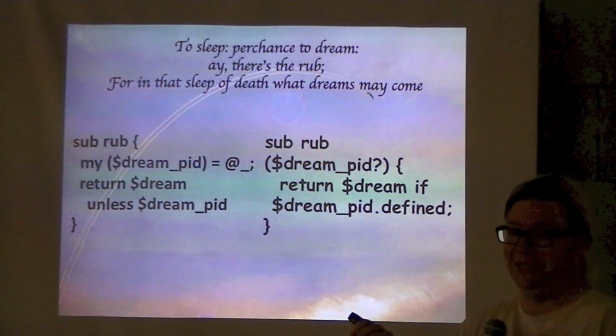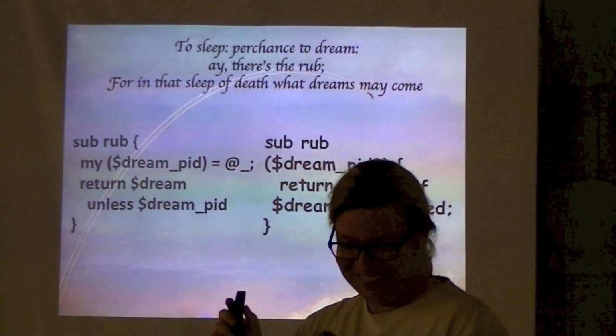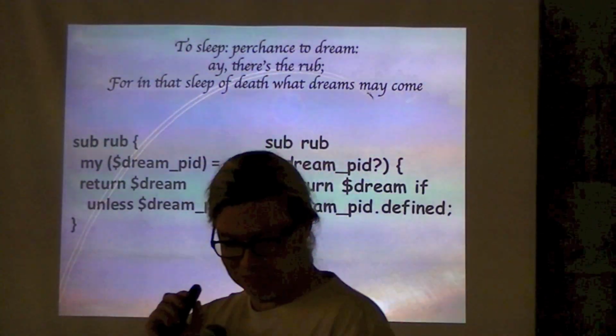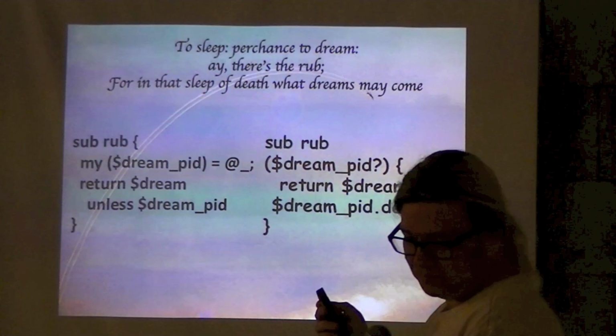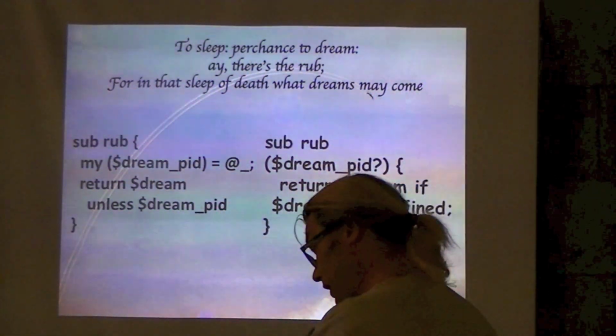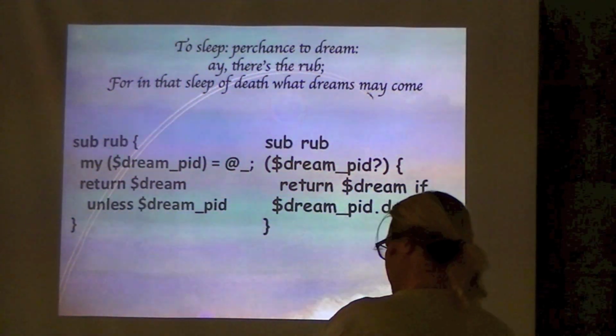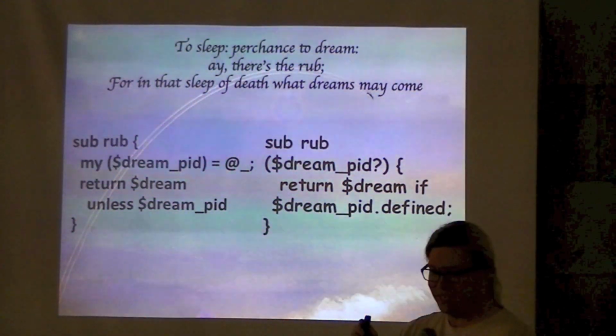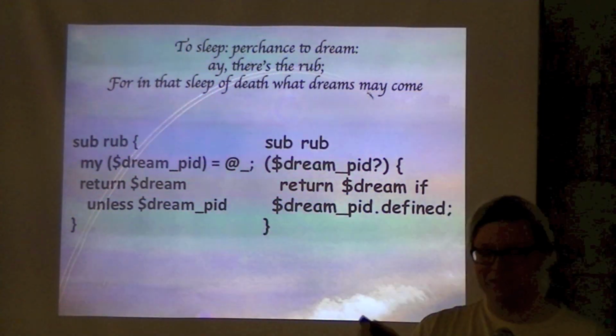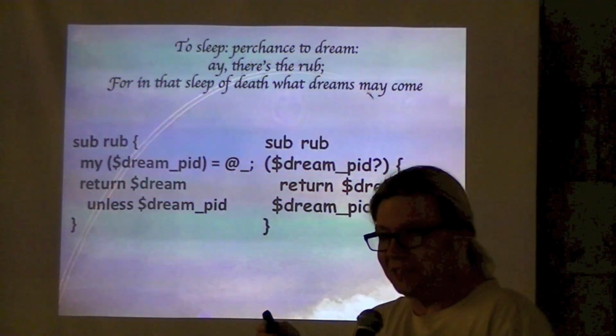I'm not sleeping. To sleep, perchance to dream. Hey, there's the robin. Again, like the not really anonymous stuff that we had last time, I like this. We need named parameters and stuff like that. And I like the whole method signature thing.